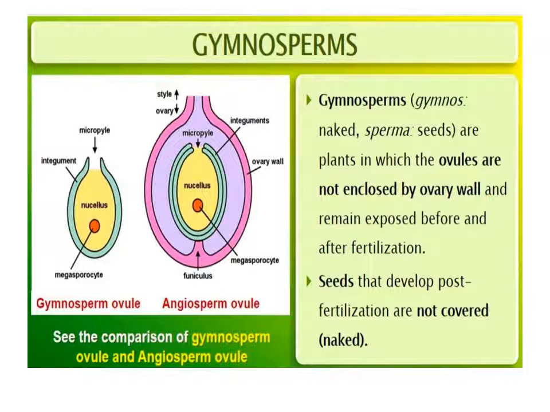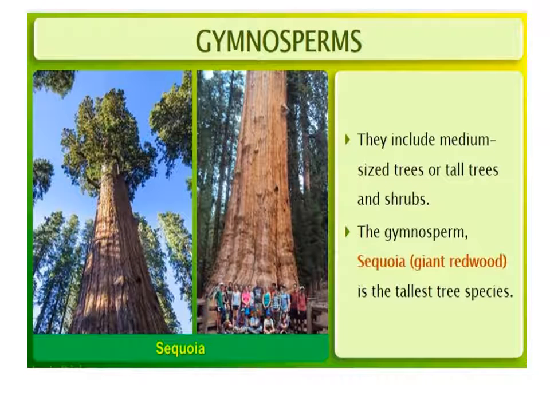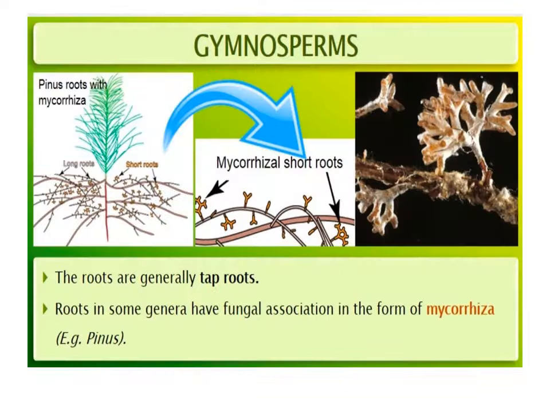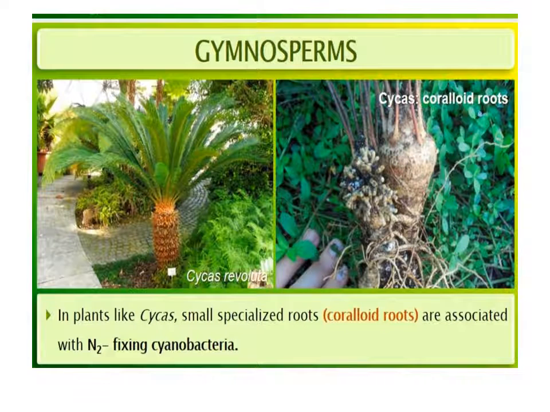Comparison of gymnosperm ovule and angiosperm ovule. The giant redwood tree Sequoia, which is tallest among the gymnosperms. Mycorrhiza, short roots present. The association with the root of Pinus plant shows the taproot system. Nitrogen fixing cyanobacteria have specialized roots in plants like Cycas.